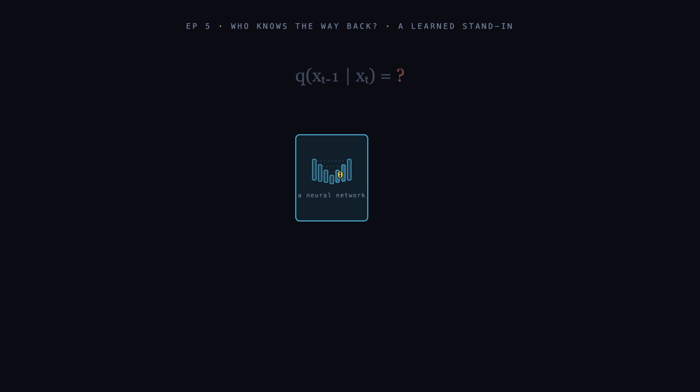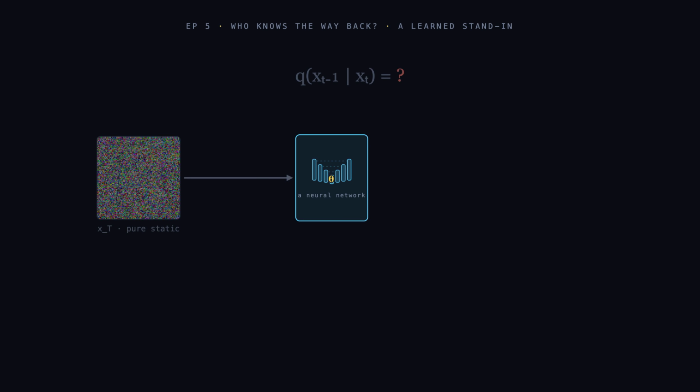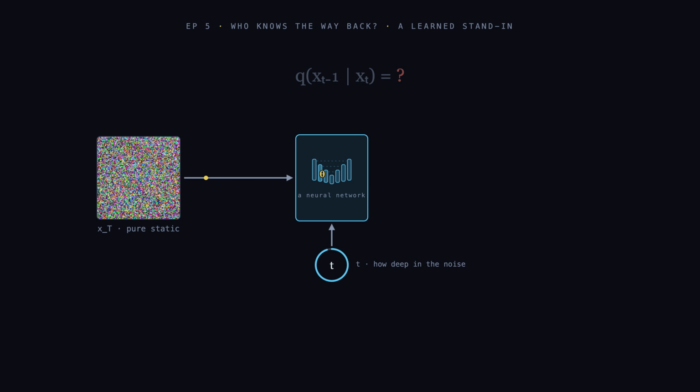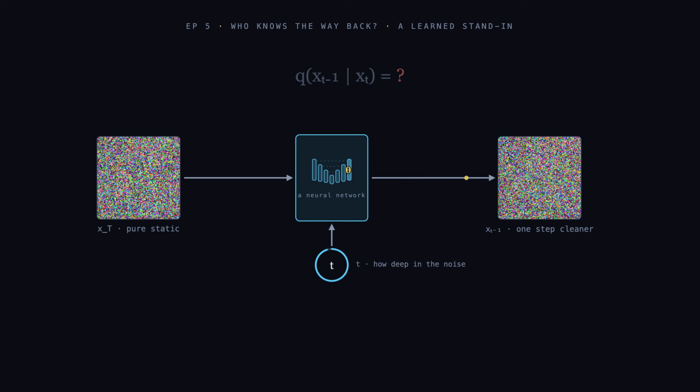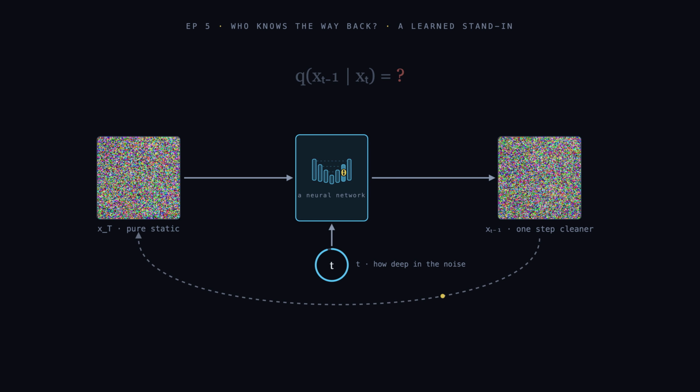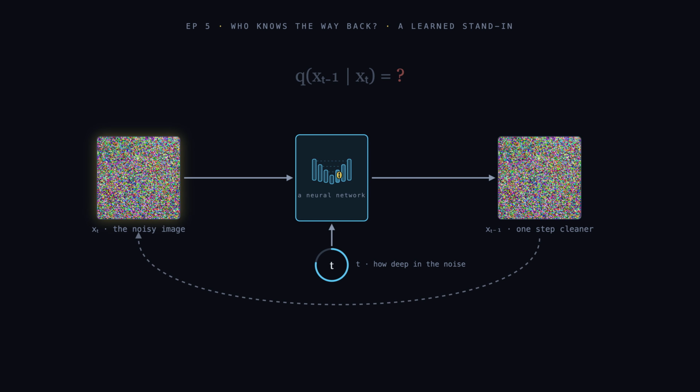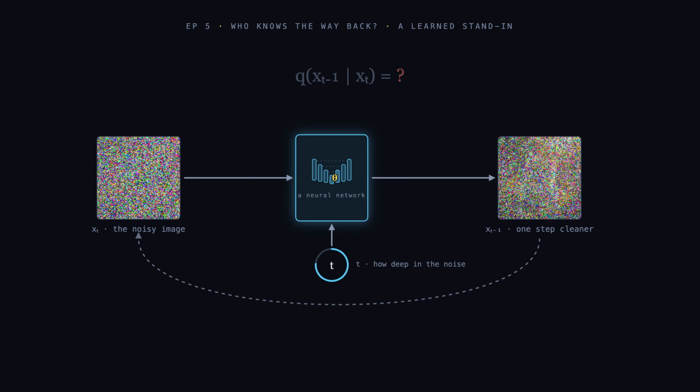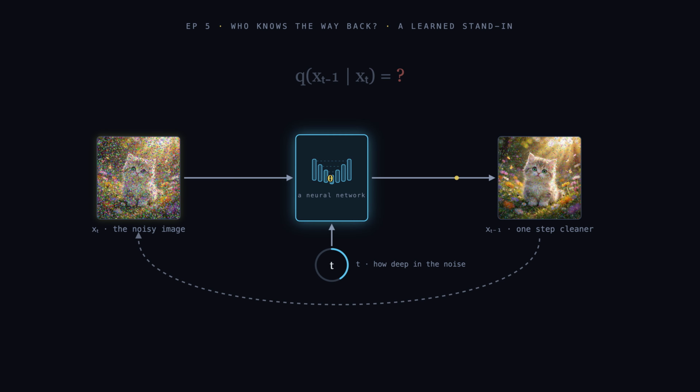This is where the neural network is needed. It receives two inputs, the noisy image xt and the current time step t. It predicts the information needed to move toward a slightly cleaner image. That output becomes the input for the next step, and the same network runs again. Repeating the process gradually removes noise.